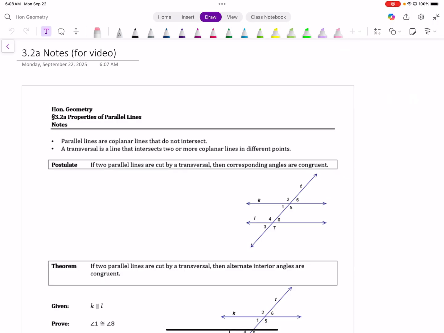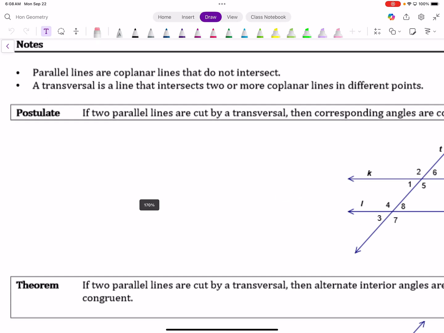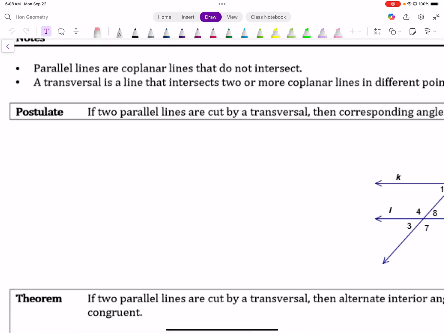Anyhow, let's get going. Okay, so moving on to section 3.2. The 3.2 notes are split up into 2 days. So there's a 3.2a and a 3.2b. We learned last time that parallel lines are coplanar lines that do not intersect. And a transversal is a line that intersects 2 or more coplanar lines in different points. So we got our definitions down.